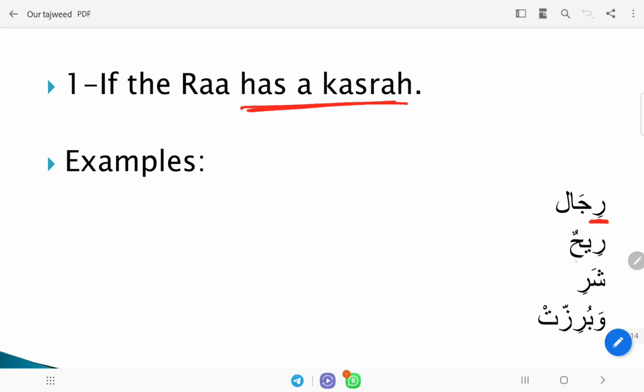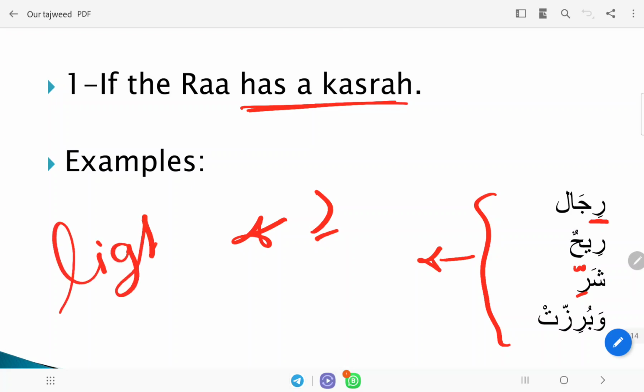ريح, شري, وبرزتي. In all examples here the ra is carrying, or the ra has kasra, and so the ra is light ra, and we pronounce it with empty mouth. رجال, ريح, شري, وبرزتي.